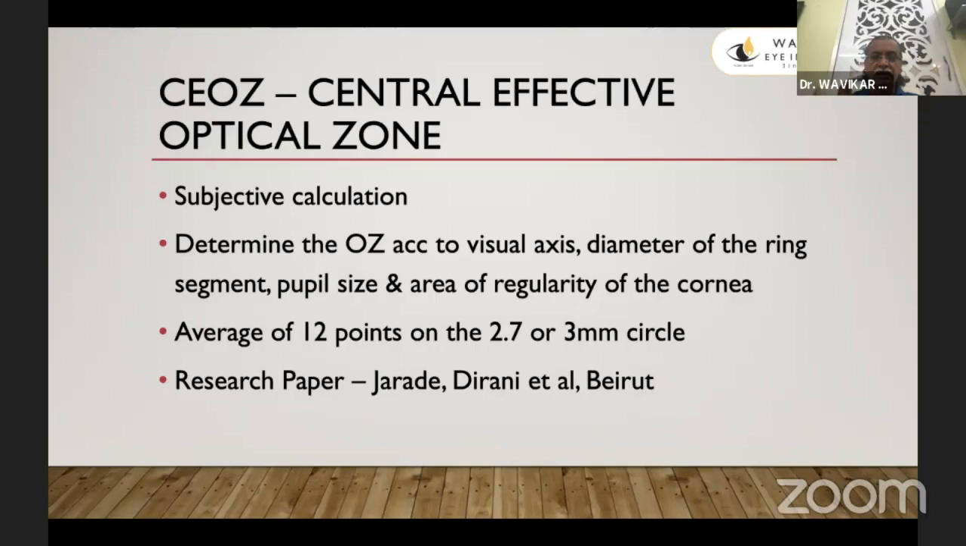That is, draw a circle of 2.7 to 3 millimeters around this visual axis, which you have to do actually on the map. Take 12 points on this circle. Take corneal power readings of these 12 points and take an average, and use this in whatever formula you want to use. The detailed paper is available by Jad Dirani et al. of Beirut Eye Hospital, so you can search for this.